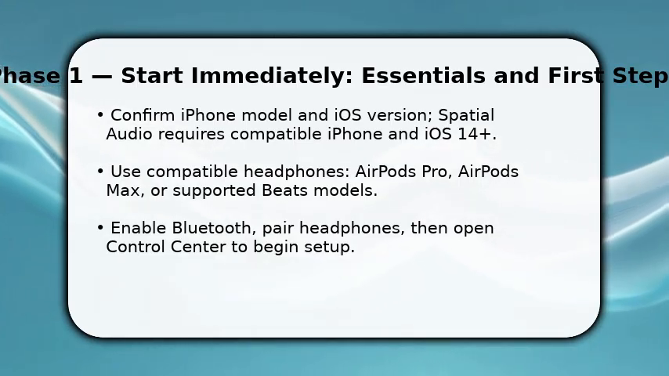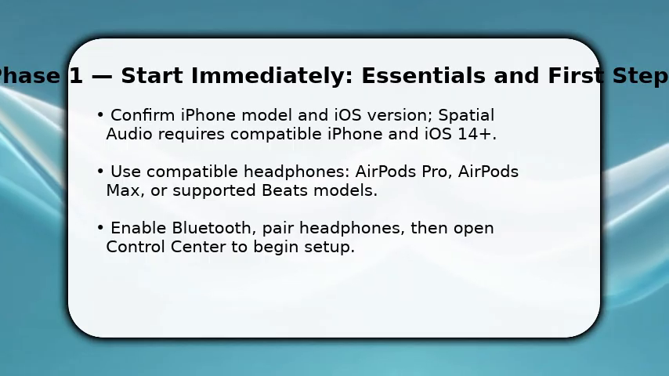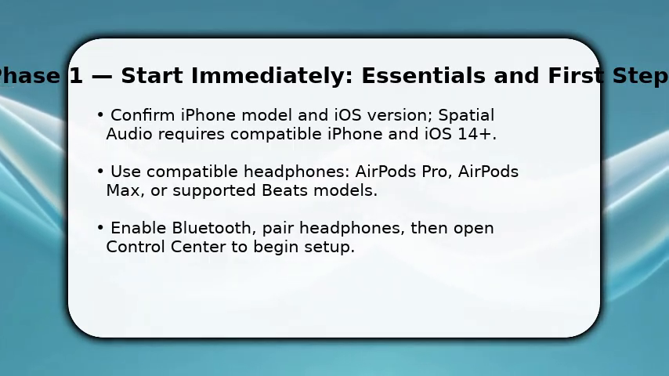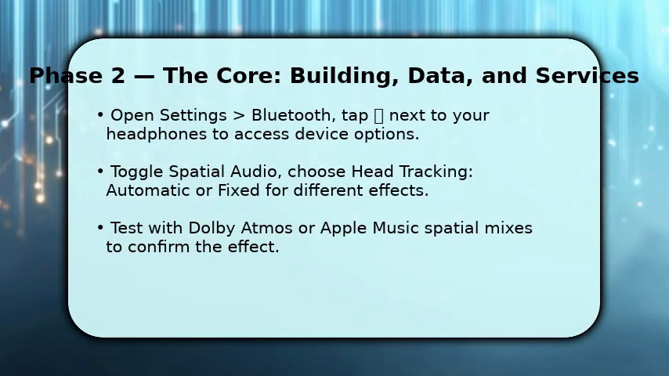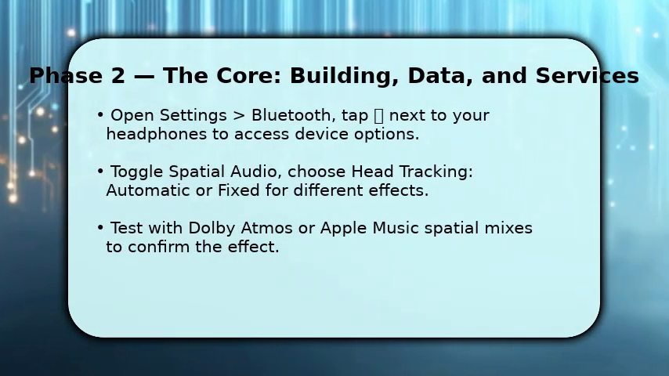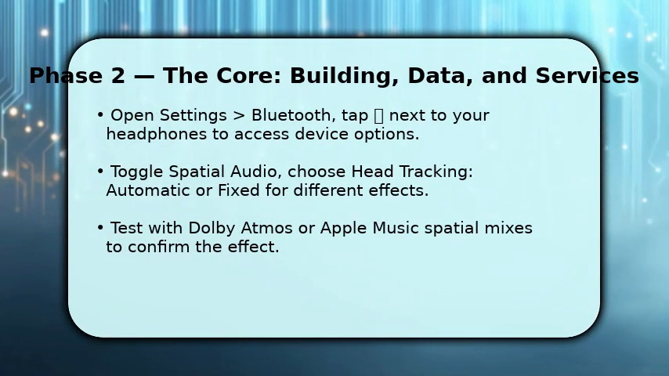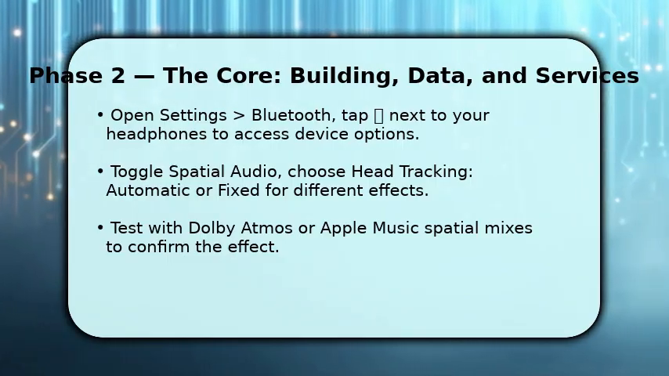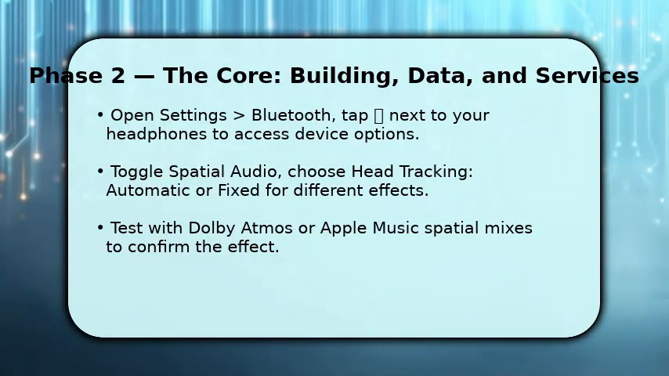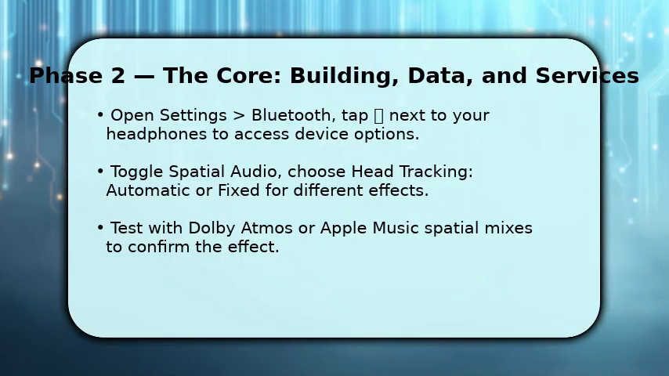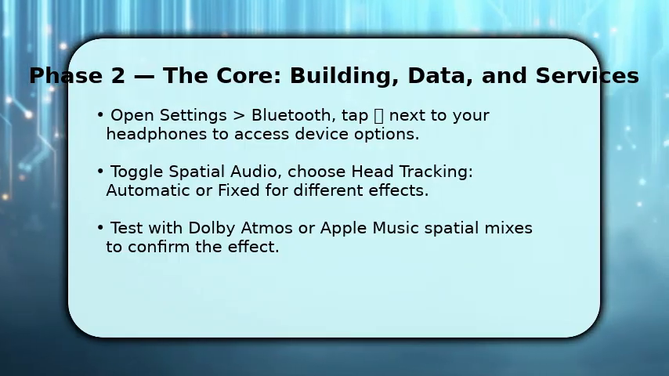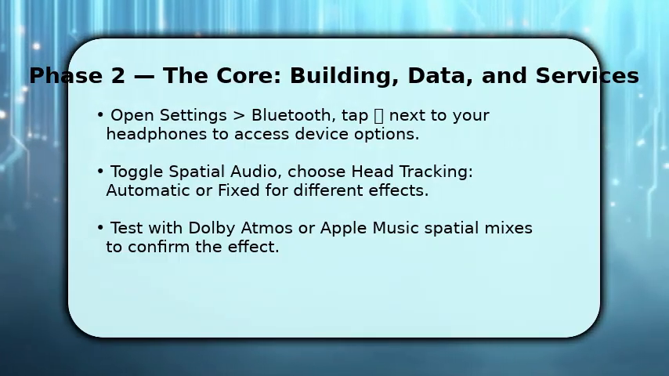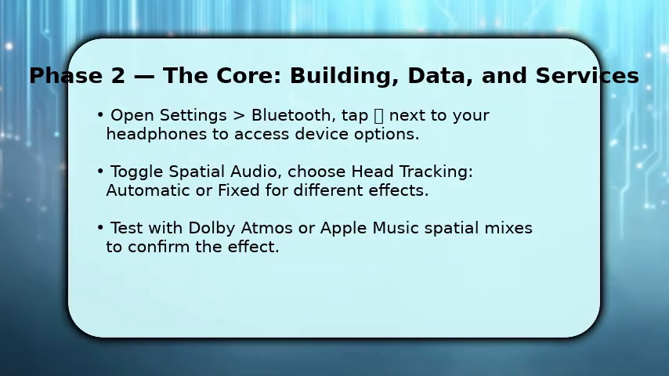You're doing this to get immersive directionality for movies and music, so make sure the status shows active before moving to the next steps. Once spatial audio appears active, go to Settings and tap Bluetooth, then the info icon next to your headphones. You'll find the spatial audio toggle there. Enable it and then choose Head Tracking Behavior. Automatic follows your head. Fixed keeps a stable soundstage. Make sure headphone accommodations are off unless you want EQ changes.